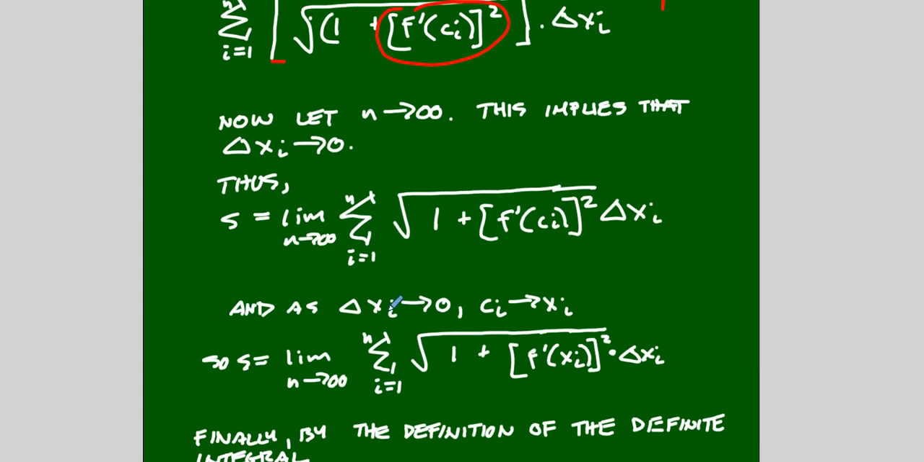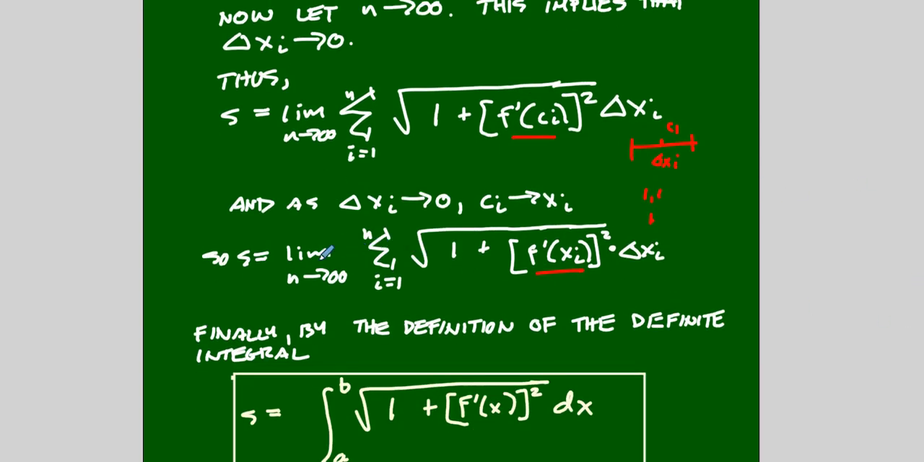And then as delta x goes to 0, here's my delta x sub I, and somewhere on that interval we've got c sub I. Well, as this interval gets smaller and smaller, it goes to 0 and c sub I is trapped in there. So c sub I has to approach the value of x sub I. So now we can replace c sub I here with x sub I, because again c sub I is going to get trapped between x sub I and x sub I minus 1, or delta x sub I.